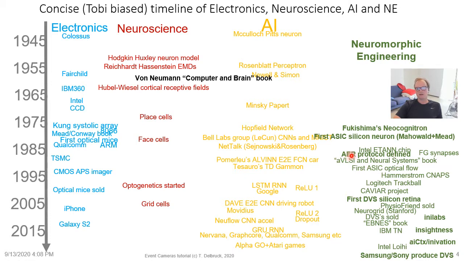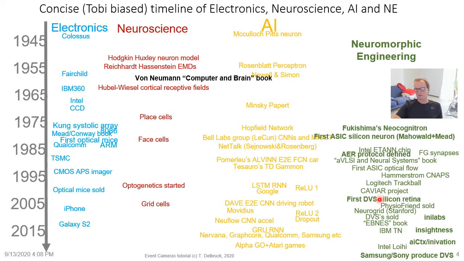That's not true. About 1990, late 1980s, the first address event representation protocol was defined in Carver's group at Caltech. It allowed neuromorphic chips to send out spike events instead of frames of data. And that's led now to the developments you can ponder later. We came up with our first DVS silicon retina around 2006.